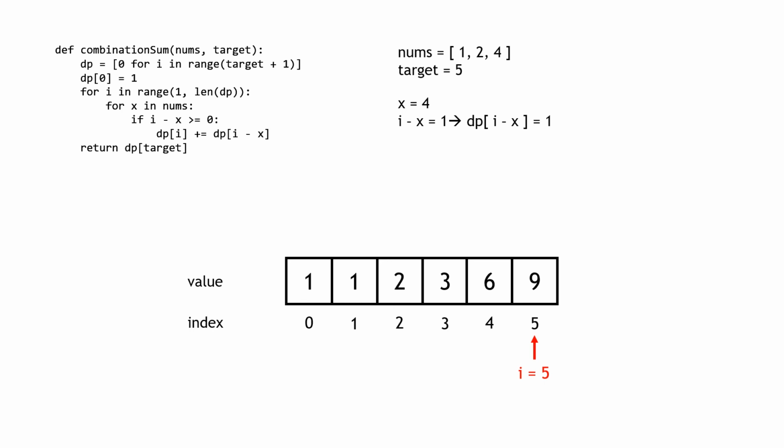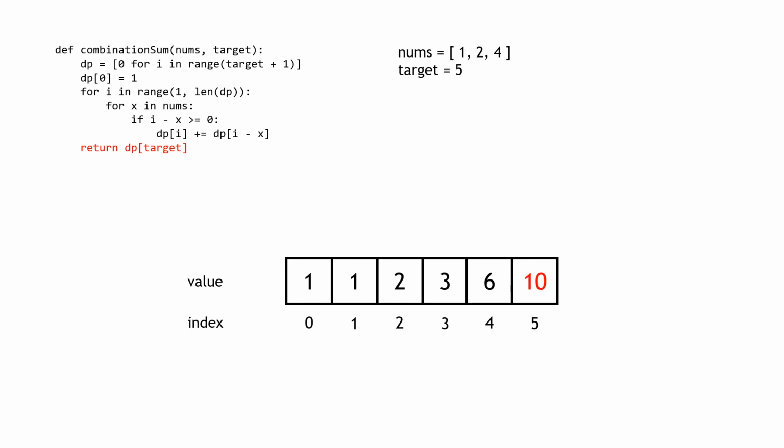Finally, we go to the last number of 4. i minus 4 is 1, so we're going to add dp of 1 to dp of 5. This represents us taking the number of ways we can form the subtarget 1, which is just 1 itself, adding 4 to it to form 5. Adding 1 changes our final total to 10, and now we are finished with this portion of the algorithm and exit both for loops. At this point, we return dp of target, which is our correct answer of 10.